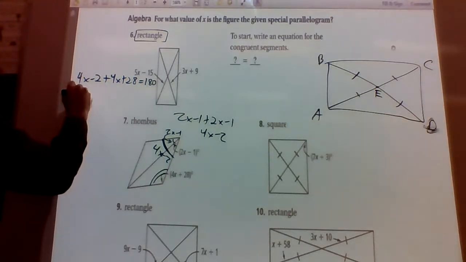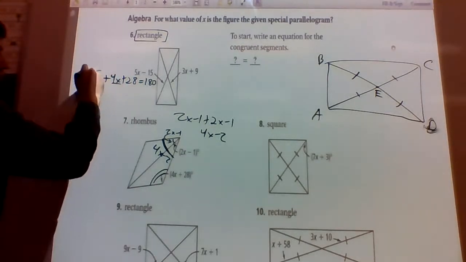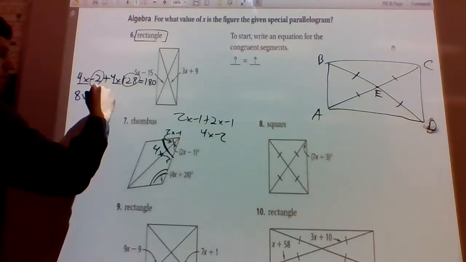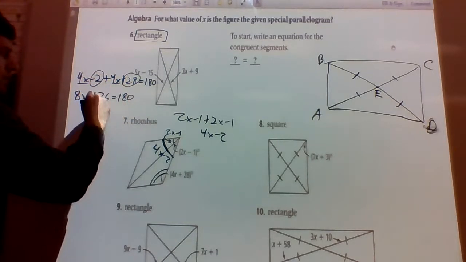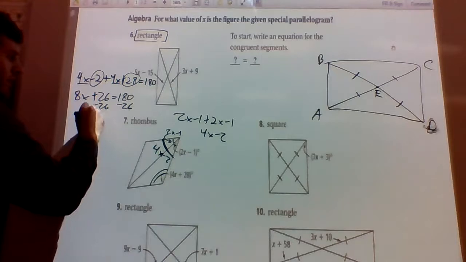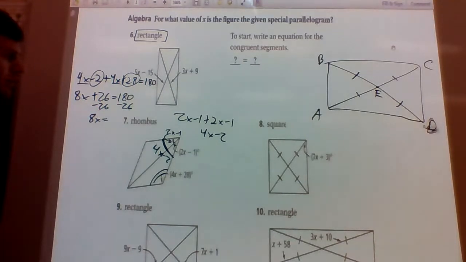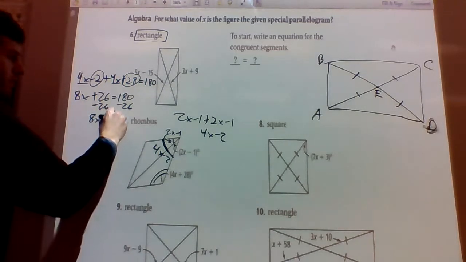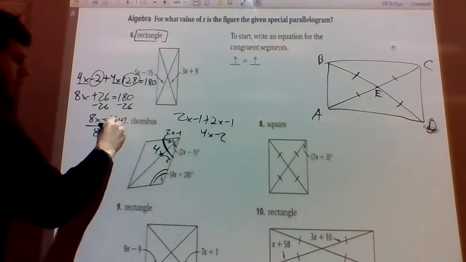Combine like terms, 8x plus 26 equals 180. Subtract 26, 8x is going to equal 154. Divide by 8.